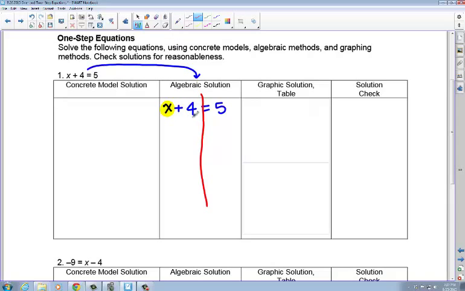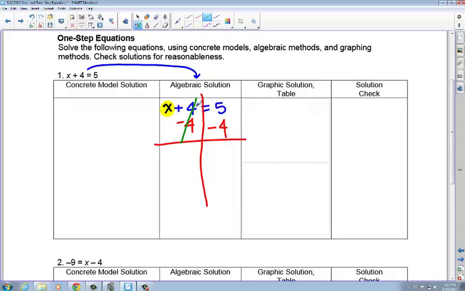I know in front of this 4 that I'm trying to move over to the other side is a positive sign, so I will simply subtract the 4 from this side. Once I've subtracted the 4 from the left side, I must do the same thing to the right side. So I'll subtract 4 from the right.